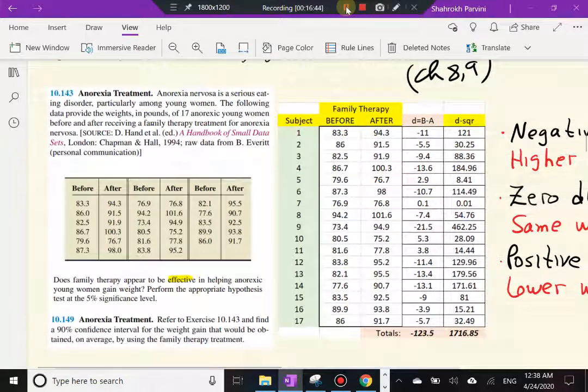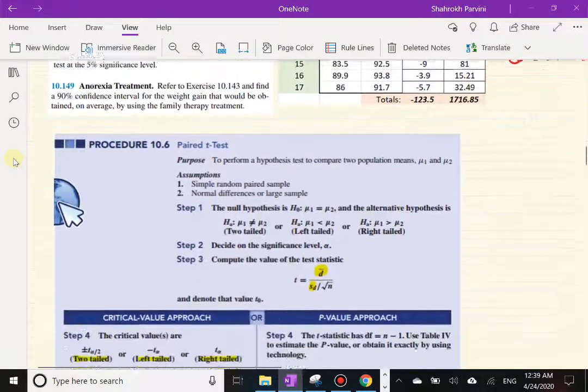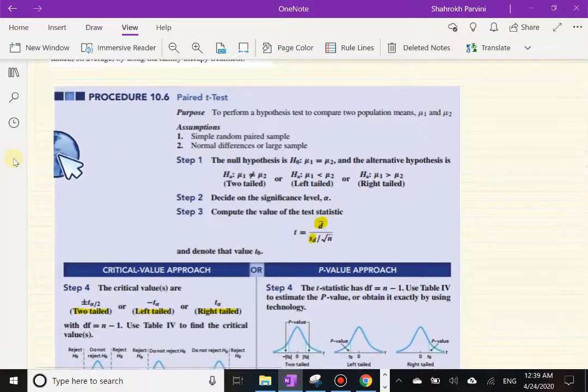So let's continue on. And in exercise number 149, which is a follow through with this exercise I just read, we want to construct a confidence interval. So first we're doing a hypothesis test, then we're doing a confidence interval. Now, here's the formula that we need in this section. So we are again comparing two population means. Our assumptions, notice by the way, are not quite the same as before. We still have simple random sample, but this time we have simple random paired sample.